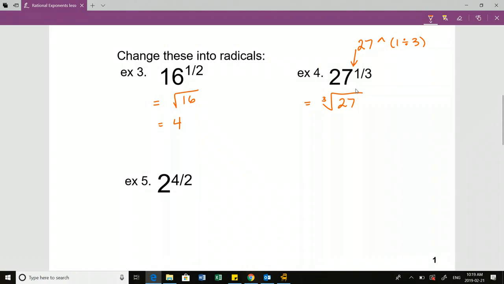Okay, so I can calculate it that way. The other way that I can calculate this is, depending on the calculator you have, some of you might have this button.